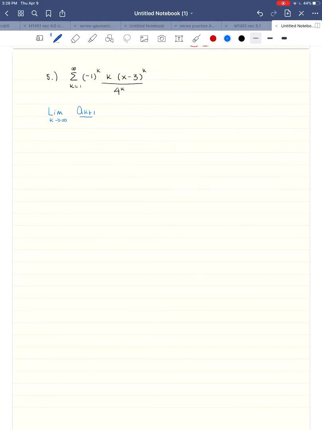Okay, we want a_{k+1} over a_k to be smaller than 1. So for our example, it's the limit as k goes to infinity, absolute value. You'll have (-1)^(k+1). Change that k into a k+1. Change this k to a k+1. And then we'll have 4^(k+1). Then you're going to divide by the series as you see it, so let's flip it over. We're going to put a (-1)^k here, k, (x-3)^k. And up here I'm going to have a 4^k. And we want to know where that's smaller than 1.